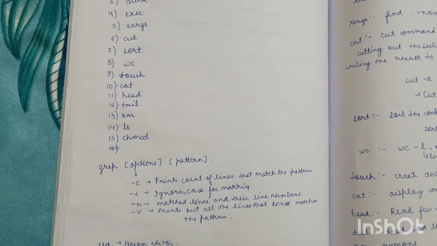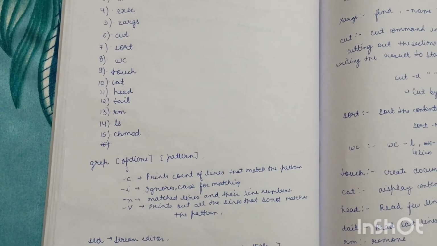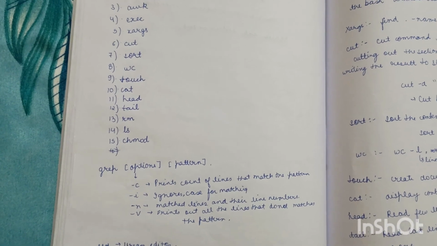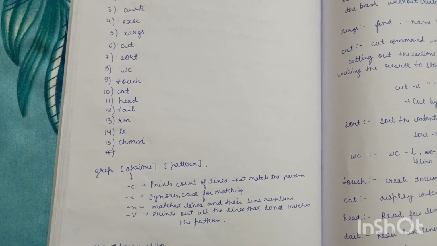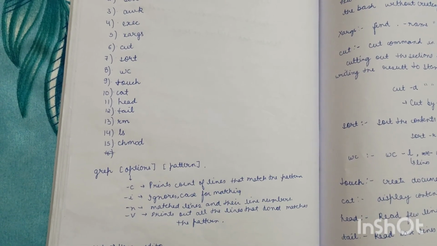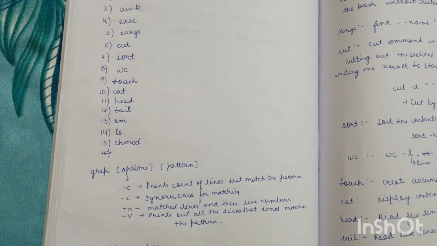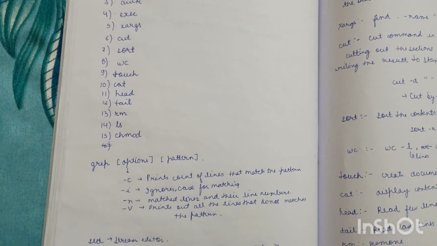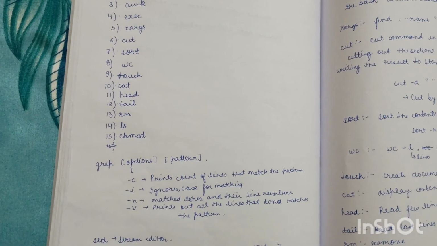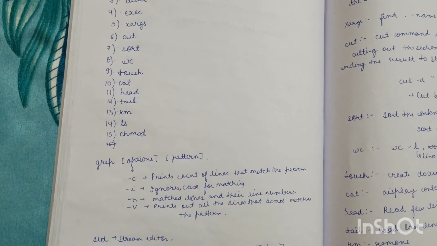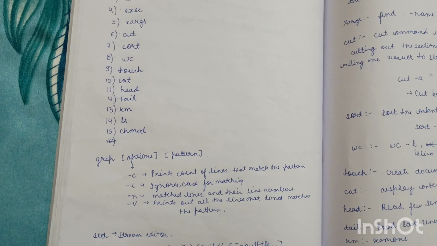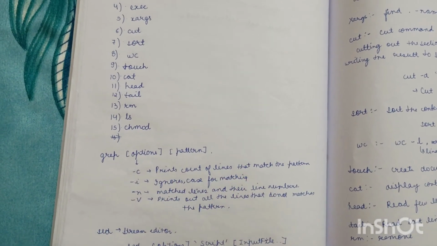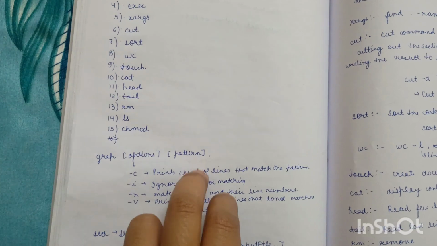So grep is basically used when we have to get the matching pattern, or whatever pattern that we are giving. We need to fetch something related to that pattern. Then we use grep. Grep means to fetch. Okay, so we can use multiple options with this, like hyphen c, which prints a count of lines that match the pattern that we are giving here.